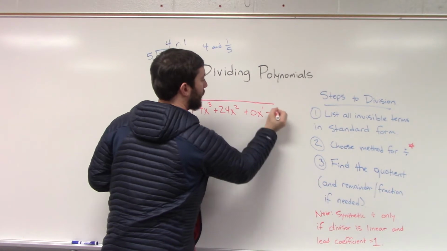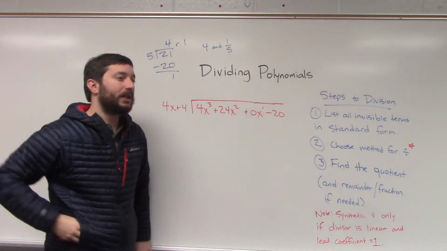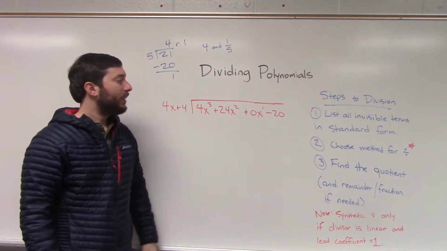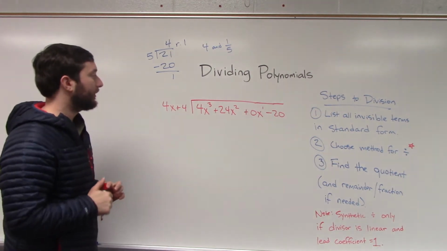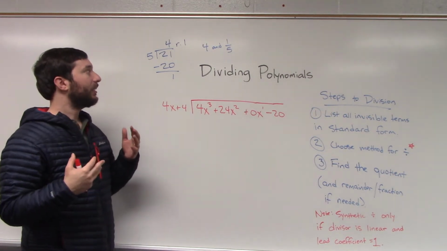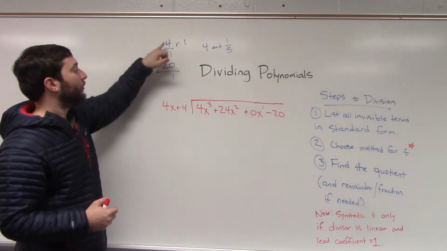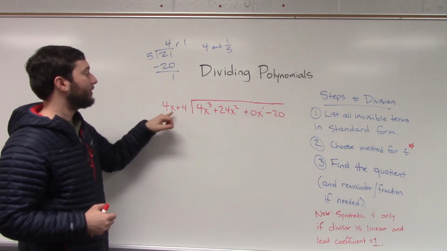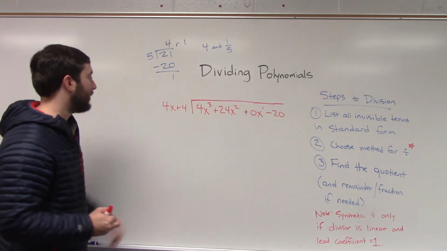Now this is going to be more important when we get to synthetic division, but it's still very important here because for long division, and that's what this is called, polynomial long division, it'll help you set up your columns as you're going through the steps for long division. So what are those steps? Very similar to how we asked how many times does 5 go into 21? We're going to ask, how many times does 4x go into 4x cubed? We're going to always be comparing first terms.